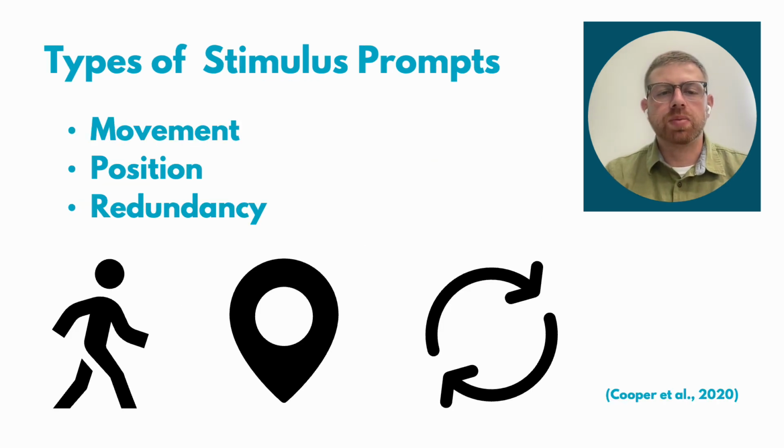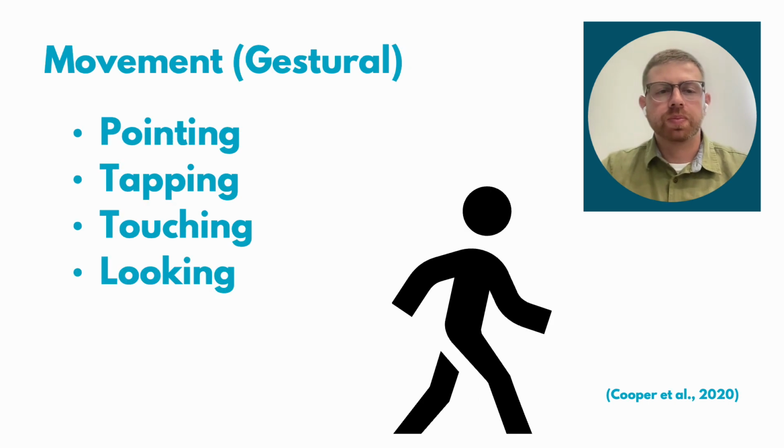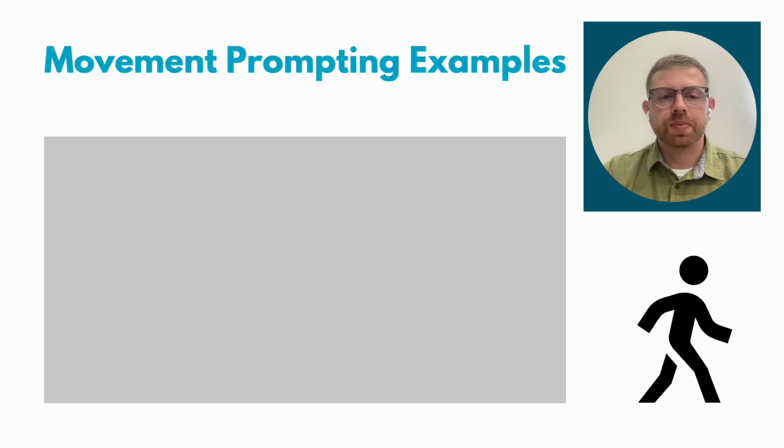So our types of stimulus prompts are movement, position, and redundancy. And we'll go over each of those. So movement, also sometimes referred to as gestural. These could be things such as pointing, tapping, touching, or looking at the target stimulus. So here is a video with some examples of what gestural prompting can look like.